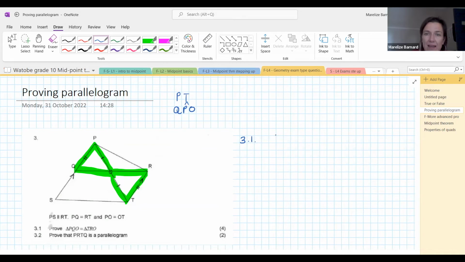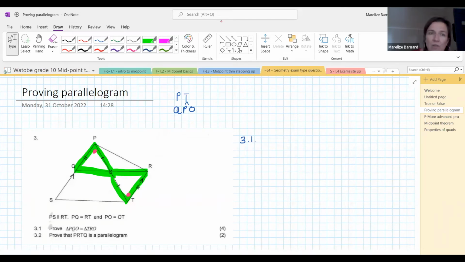Lydia is saying that angle P is equal to angle T. So you can just write angle so that I know you mean an angle. But yeah, that's right. So here we go. Angle QPO is equal to angle RTO because they are alternate. And PO is equal to TO indeed, yeah.